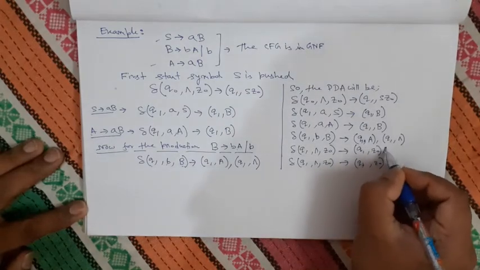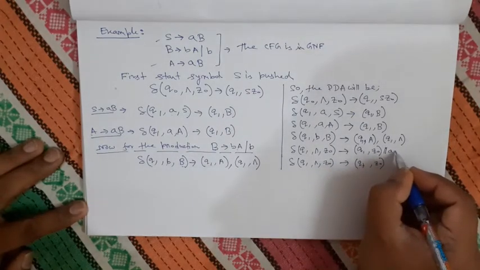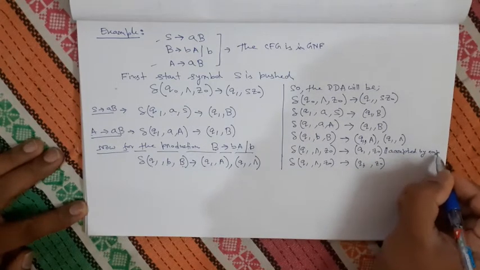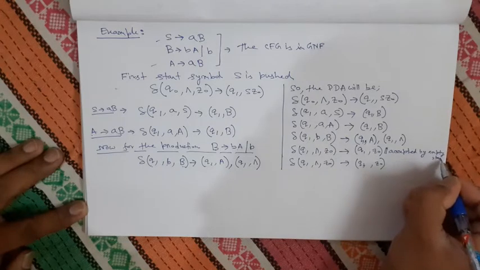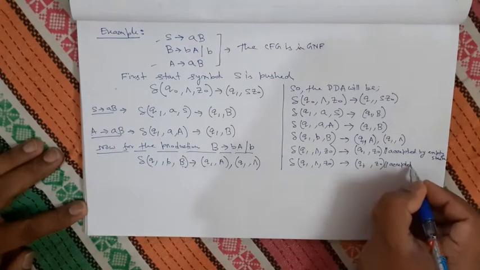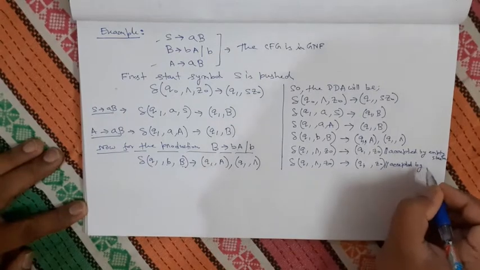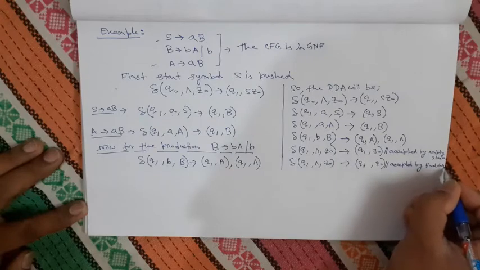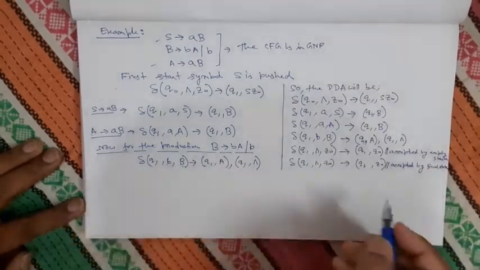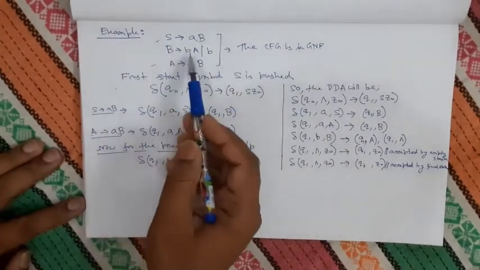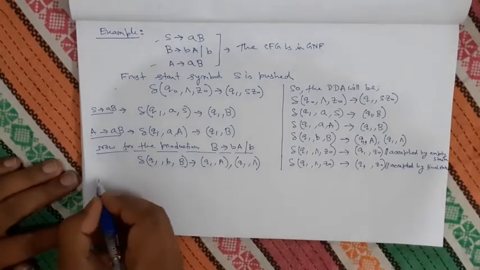This is basically for acceptance by empty stack, and this is acceptance by final state. I think you have understood this example, how you can convert this CFG to PDA. Let me take you another small example.